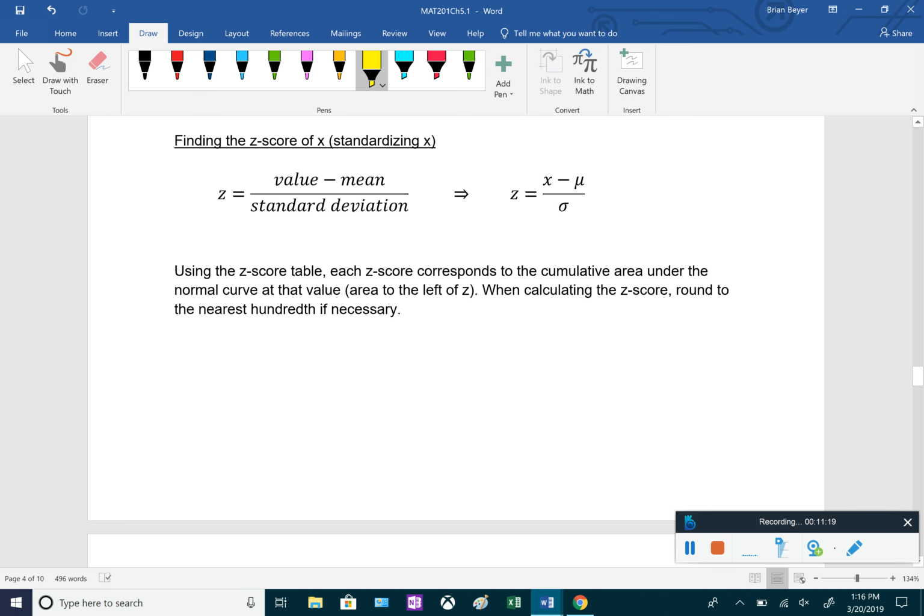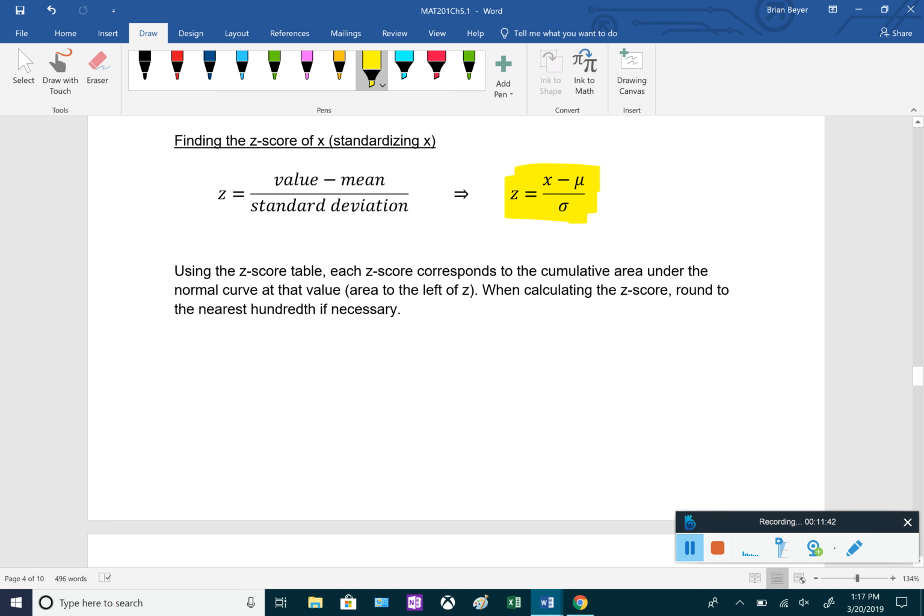Okay, so we're going to be using this z-score formula. Not really going to be using it too much today, but we will be for the next sections. So finding the z-score, which means we're standardizing a data entry x. Z equals that x value minus the mean divided by the standard deviation. So that is the z-score formula.